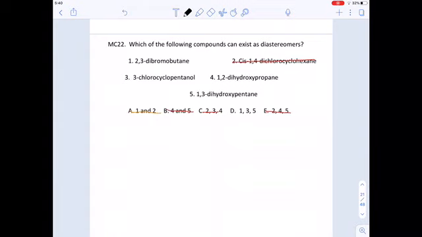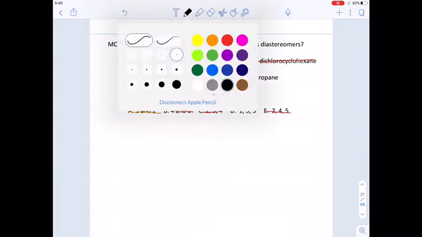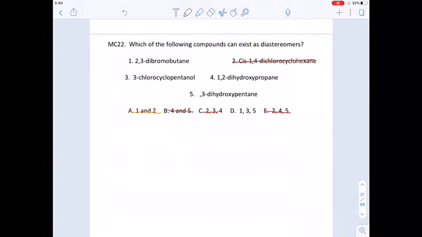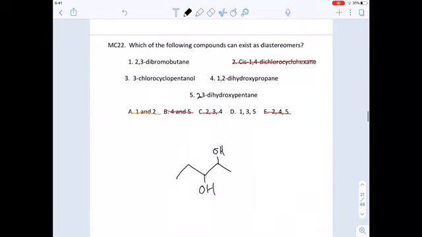Okay, so there was actually a mistake with number 5 when I was transferring it over. It's actually supposed to be 2,3-dihydroxypentane, so that's on me. I apologize. I'm sorry if that confused you because I could see why that would be an issue. So pentane, 1, 2, 3. Okay, so 2,3-dihydroxy. So you're going to put an OH on 2 and then an OH on 3.